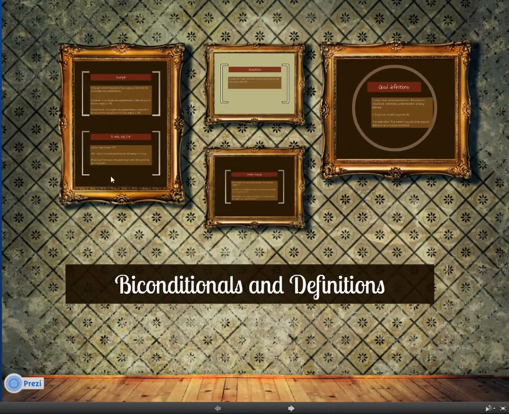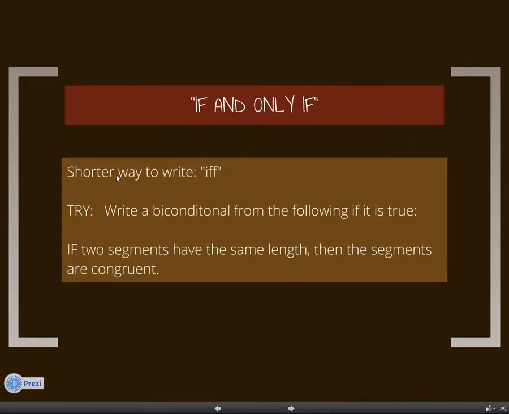And a shorter way to write if and only if statements is to write it as iff, with an extra f. So if you get tired of writing if and only if so many times, just replace it with iff.